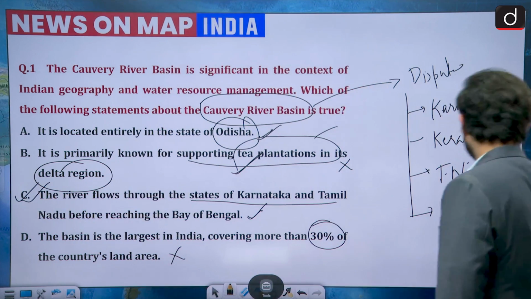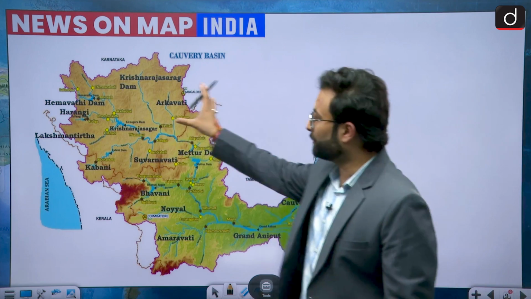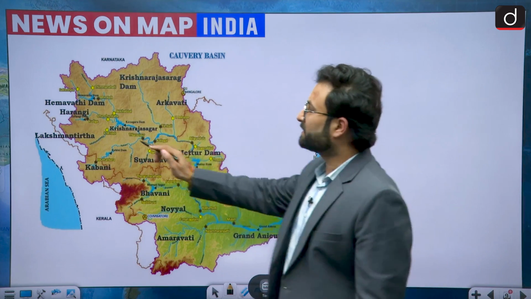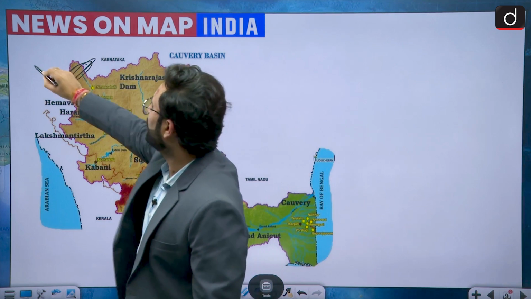Now let's have a look at the map. Here you can see this is the river basin, Cauvery river basin. It started somewhere in the Western Ghats in the Brahmagiri.